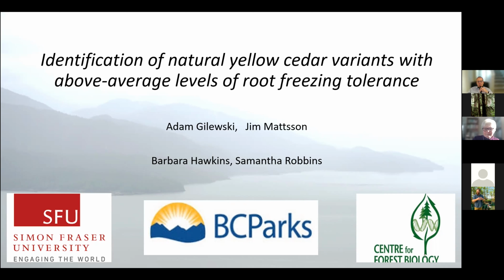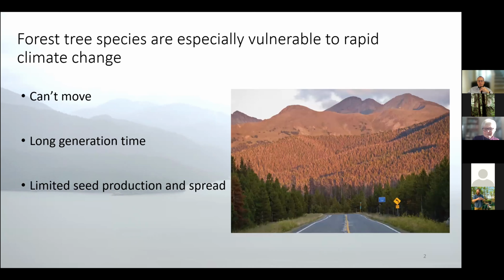So we're looking for identification of natural yellow cedar variants with above average levels of root freezing tolerance. Vanessa already gave a good background on the risk factors for that. I just wanted to touch on why forest trees are so vulnerable to rapid climate change. It's quite obvious, they can't move. They sometimes have very long generation times, which is slow compared to the changes that we're seeing. And they have limited seed production, especially yellow cedar, which has fairly low seed production and fairly low spread over time. So they don't move and they don't spread fast.